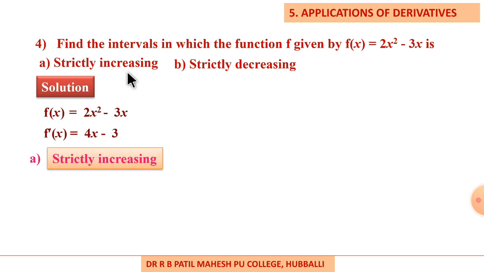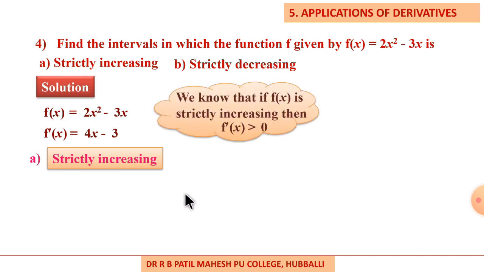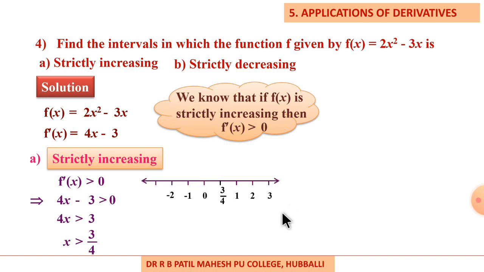Next, first you have to find out the interval when the function is strictly increasing. The function is strictly increasing when f dash of x is greater than 0. So we can take f dash of x greater than 0. Therefore 4 times x minus 3 is greater than 0. Now if we simplify this, 4x is greater than 3, therefore x is greater than 3 by 4. So x greater than 3 by 4, we can represent on this number line.